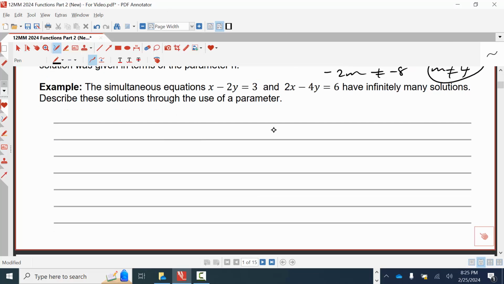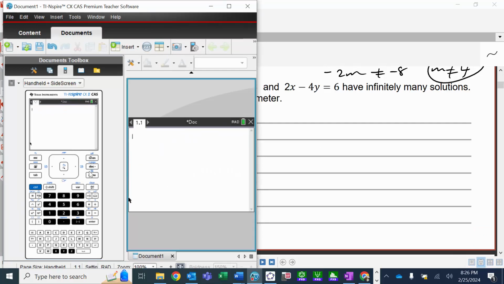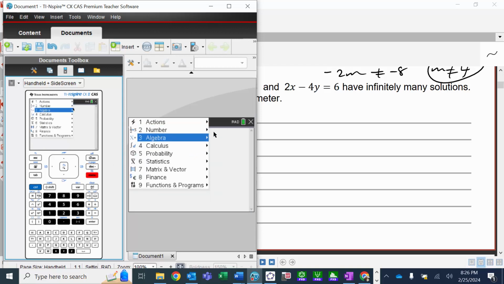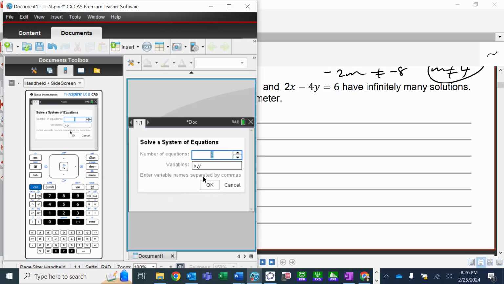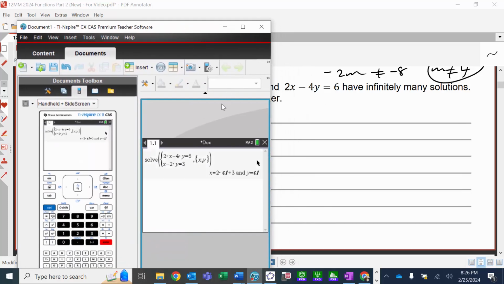Now for this one here, I'll actually fire up my calculator. So what I'll do is go to calculator and menu, algebra, and solve system. And what I've got for the top one is 2x take 4y equals 6. And I think the bottom one was x take away 2y equals 3. And what we get is this rather unusual syntax. What basically the calculator is trying to tell us is that there's infinitely many solutions.